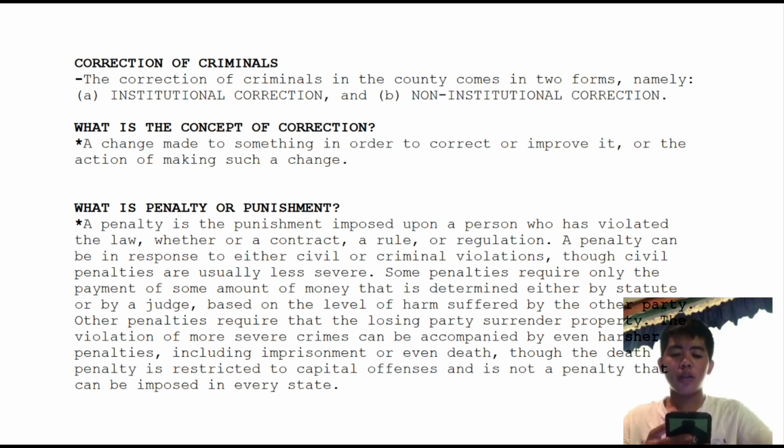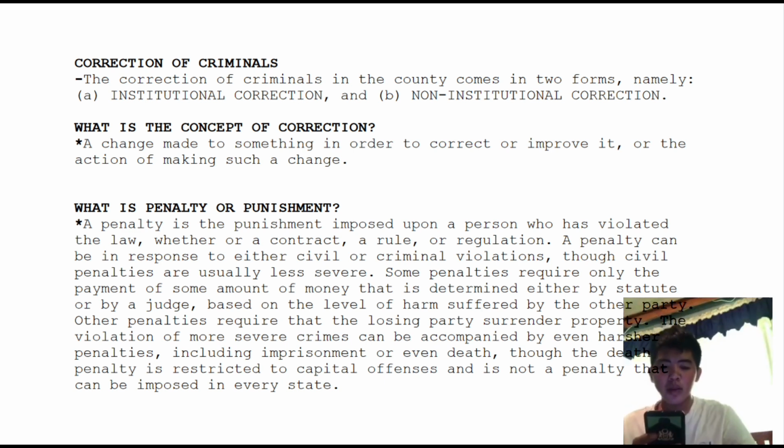Let's explain the institutional correction first. Correction is the branch of the criminal justice system concerned with the supervision and rehabilitation of criminal offenders. Therefore, institutional correction is important in ensuring that communities are safe, since punishing the offender can deter any offender from committing more crimes.